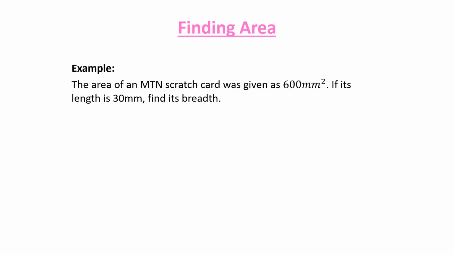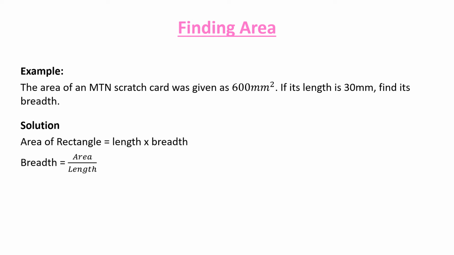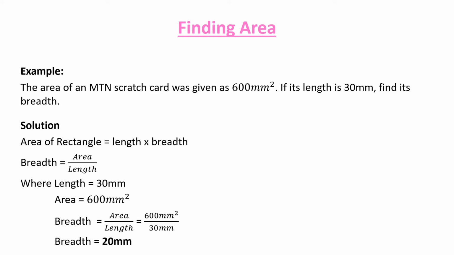Another example. The area of an MTN scratch card was given as 600 millimeters square. If its length is 30 millimeters, find its breadth. Solution. Area of a rectangle is given as length times breadth. To find the breadth, you cross-multiply to get breadth equals area over length. Where the length has been given as 30 millimeters, and the area equal to 600 millimeters square. The breadth therefore is 600/30, which gives us 20 millimeters.